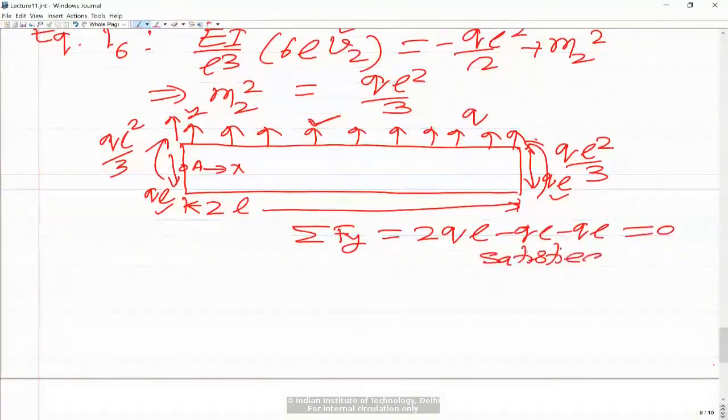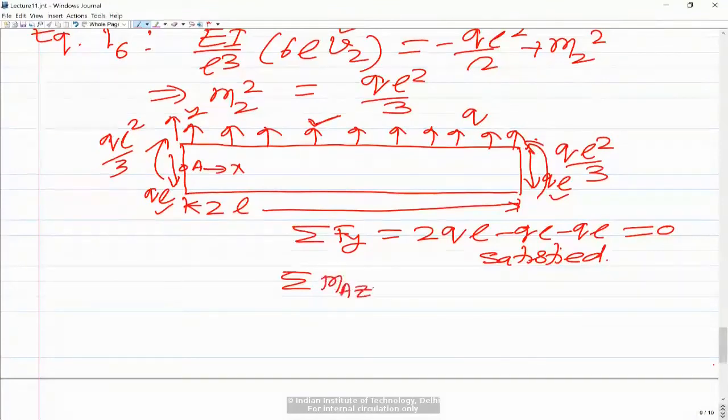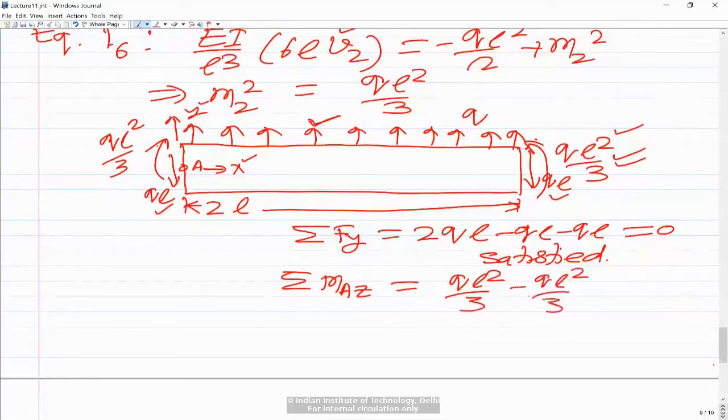Sum of forces along the y direction for the entire beam, including the reaction forces, is equal to 0, so that is satisfied. Same if I take the moment about the z axis passing through point A. This is your x, this is your y, z is coming out of the screen. So this is the moment about the positive z axis, so we have ql square by 3. And then this is about the negative z axis, so we will have minus ql square by 3. This is about the positive z axis, so plus. This is about the negative z axis, so it is negative, because z axis is coming out of the screen, so if you use the right hand screw rule, this is about the negative z axis.